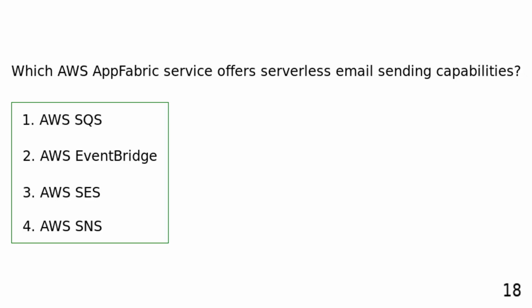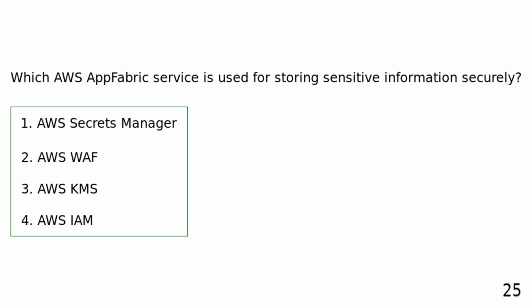Which AWS AppFabric service offers serverless email sending capabilities? AWS SQS. AWS EventBridge. AWS SES. AWS SNS. AWS Simple Email Service in AppFabric provides a serverless solution for sending transactional, marketing, or notification emails at scale without managing email servers.